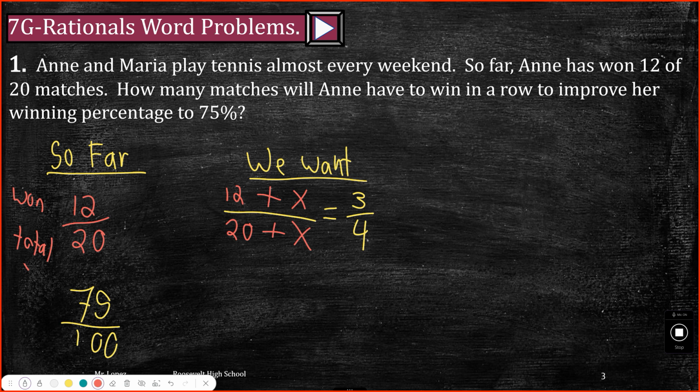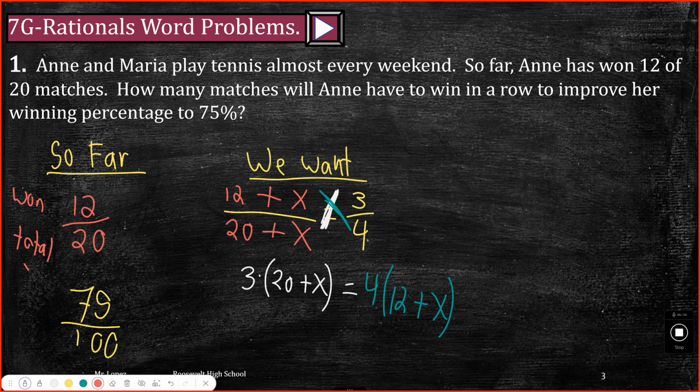And just because I want to be done with this, I'll do it. Cross multiply. I'm going to go step by step. So it's going to be 3 times 20 plus x, and then we'll do the other way. This one is going to be 4 times 12 plus x. And we distribute.